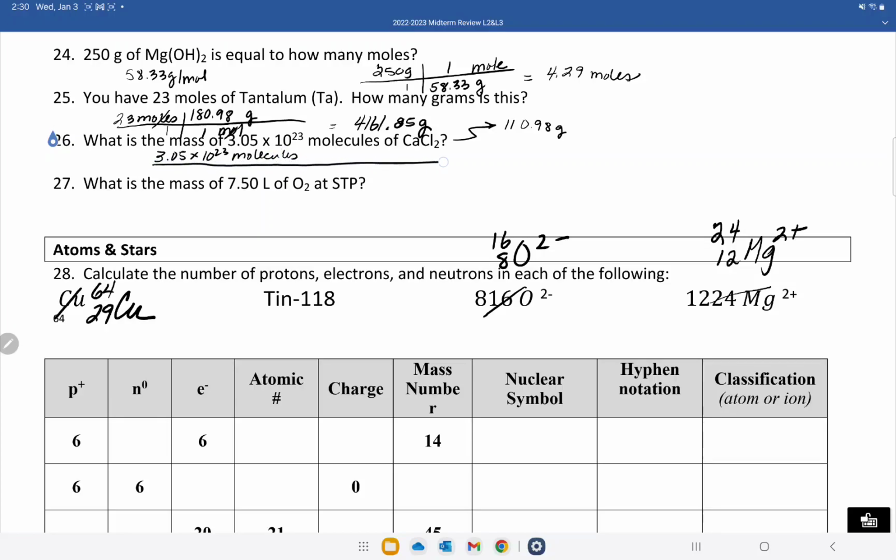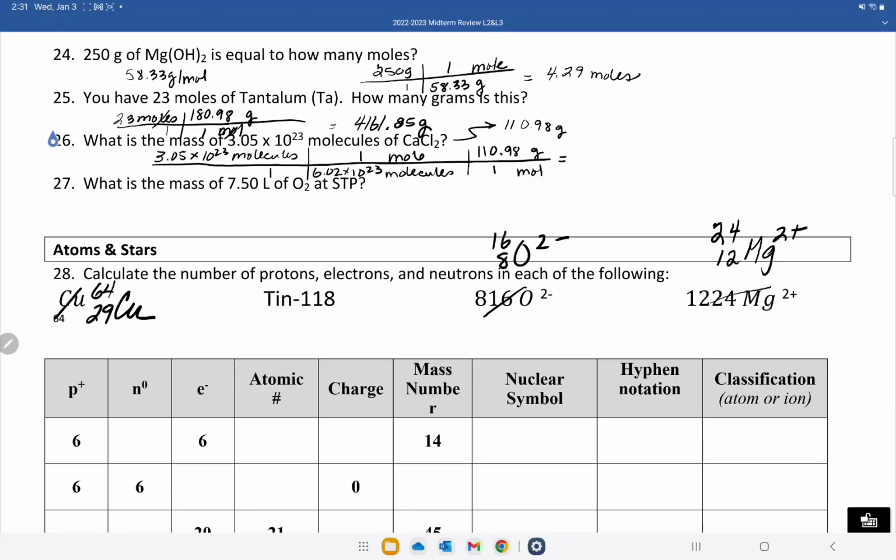I'm going to put it over 1. Molecules comes down. Mole goes to the top. 1 next to mole. 6.02 times 10 to the 23 goes next to molecules. We're not done. We need 1 more conversion. Mole comes down. Gram goes to the top. 1 goes next to mole.